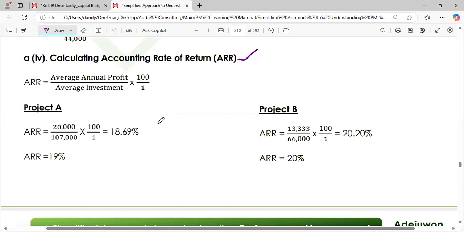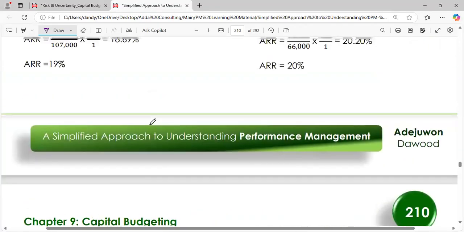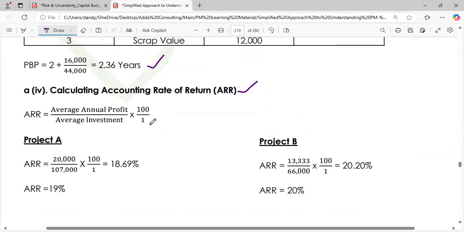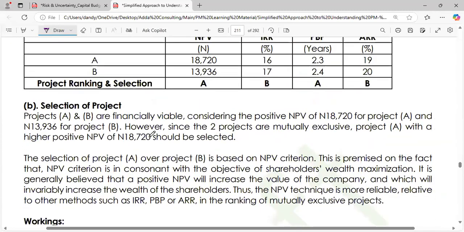So all you need to do is to just add up, as given in the question, the accounting profit or loss for each year, add all of them together, that will give you total profit. Then you divide it by the number of years. So that will give you average annual profit. So first thing first, before you can get your accounting rate of return, you need to calculate average annual profit. You also calculate average investments. So once you have it done, then you put it in the formula. Okay, that's that. Then let's go and do working for that.